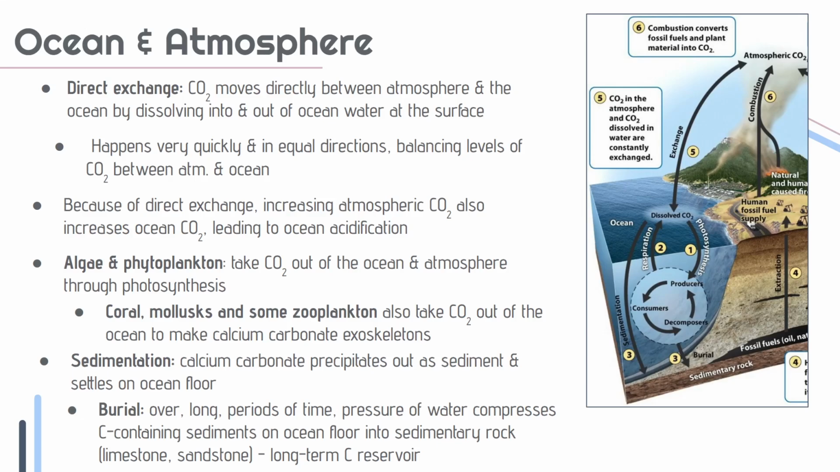The direct exchange of the ocean and the atmosphere is a problem as it relates to global climate change, because as we see an increase in the carbon dioxide in the atmosphere, we're also going to increase the carbon dioxide levels in the ocean. Carbon in the ocean leads to ocean acidification. This means that the ocean becomes more acidic, and that can have consequences for the organisms that live there.